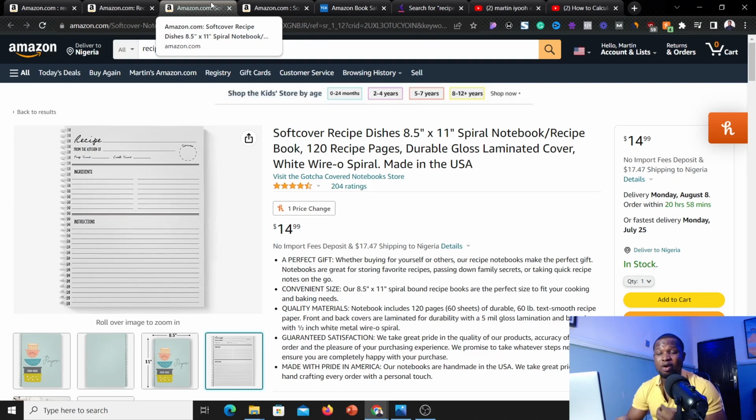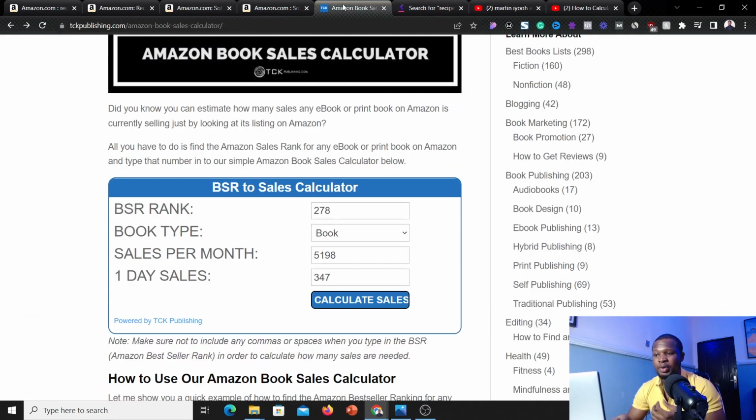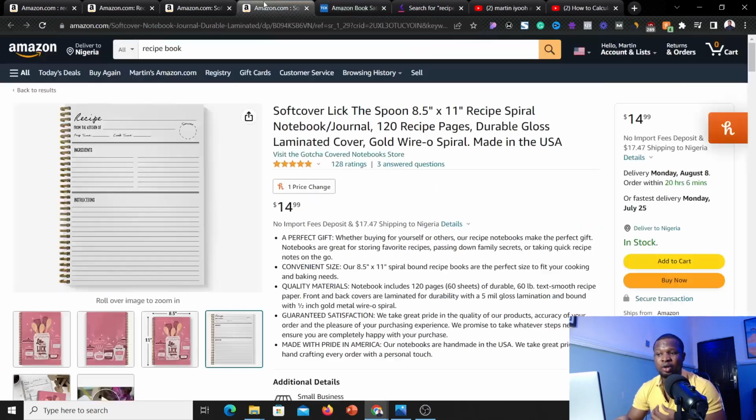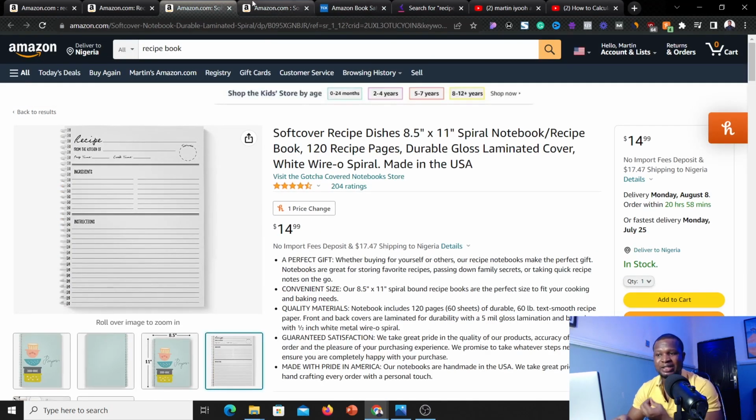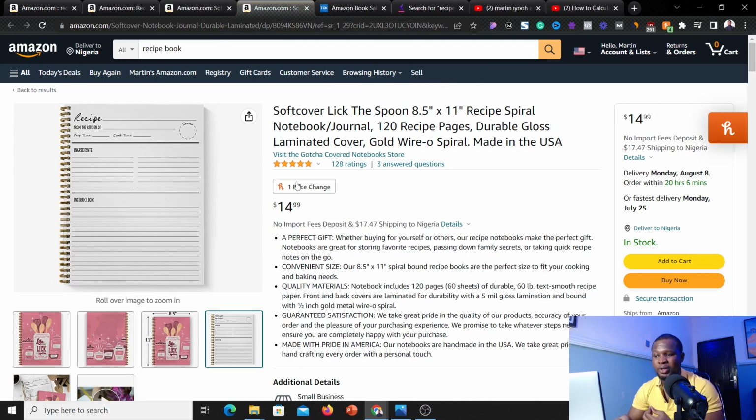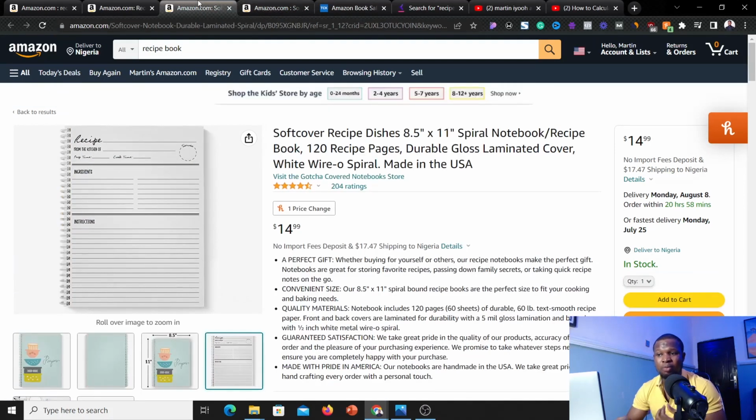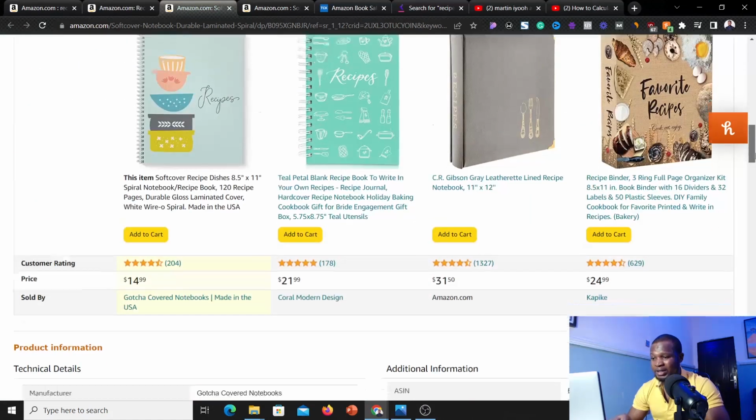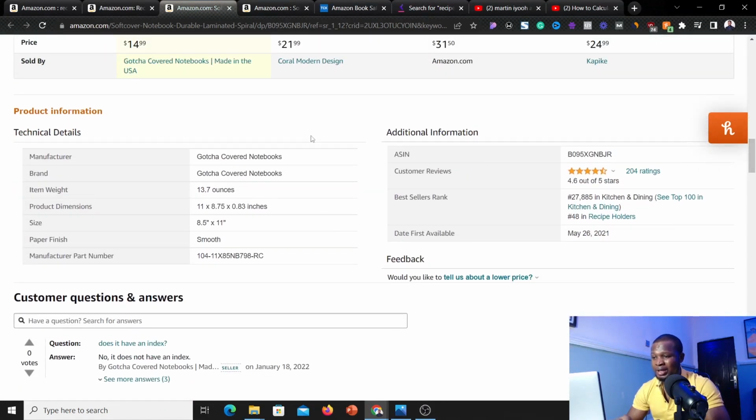Now, to see the power of having two different books with the same interior, we are going to be using this Amazon book sale calculator to see how well these books are selling and how two of them are helping this same author make more money from each of them. If we scroll down to this additional information, you are going to see the number of this book in Amazon bestseller rank.